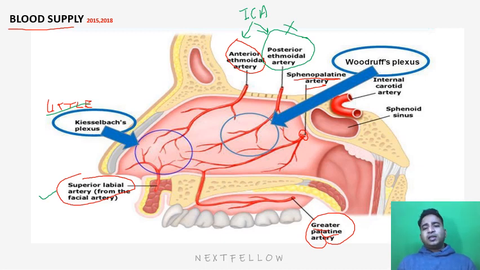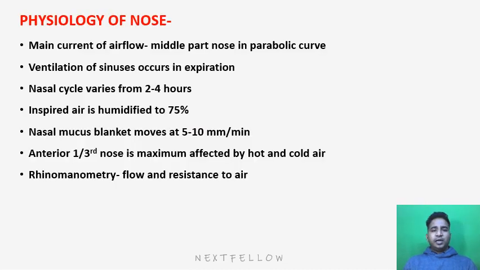Now there is another area known as Woodruff's plexus. Here you can see it in this blue diagram. This Woodruff's plexus has an anastomosis between the sphenopalatine artery and the posterior ethmoidal artery, and it is present in the posterior part of the lateral nasal wall, at the level of the posterior end of the inferior turbinate or the middle turbinate. Sometimes in elderly patients or in adulthood, the bleeding is from the Woodruff's plexus, and this may need anterior nasal packing as well as posterior nasal packing. I hope that is clear.